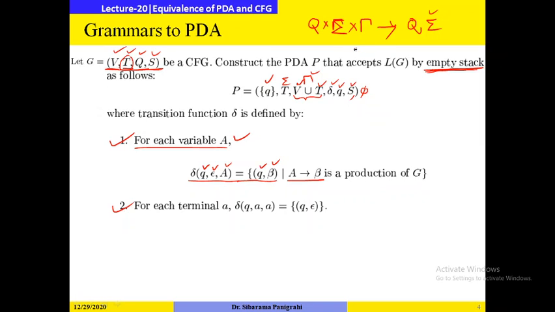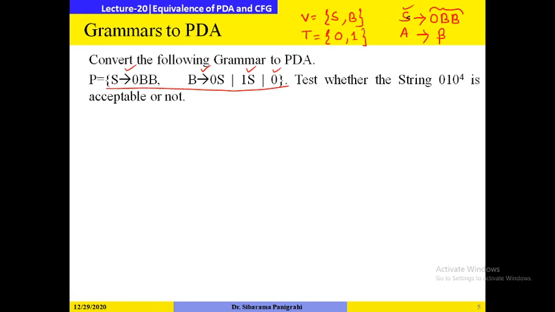It means we have to find the transition function of the pushdown automaton corresponding to a given grammar. In the grammar you will have either variables or terminals. For variables there is one rule, and for terminals there is another rule. Let me consider a single production. Here S is a variable, and the production is S gives 0BB.